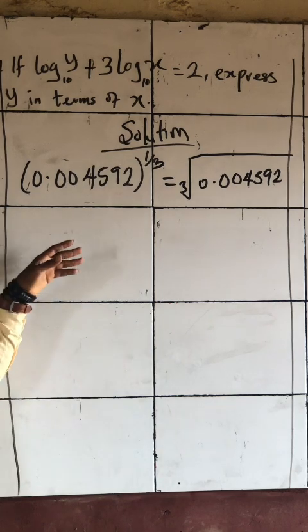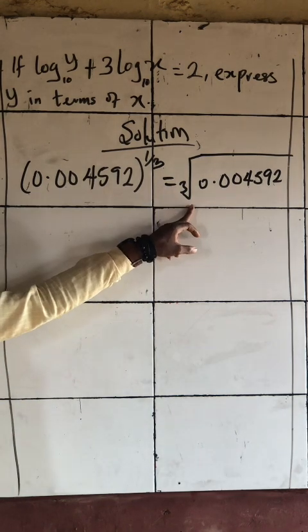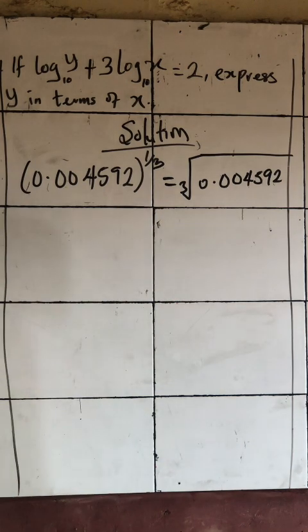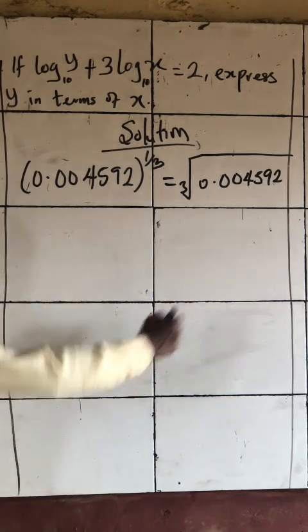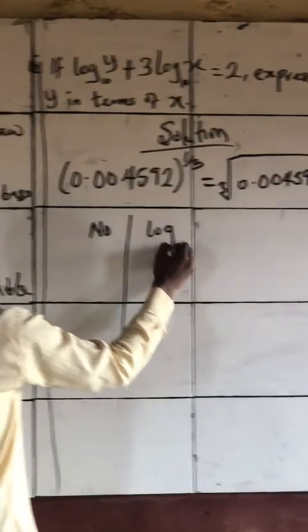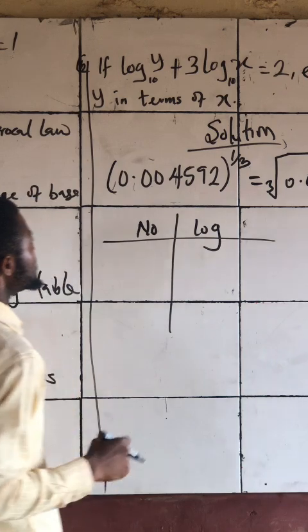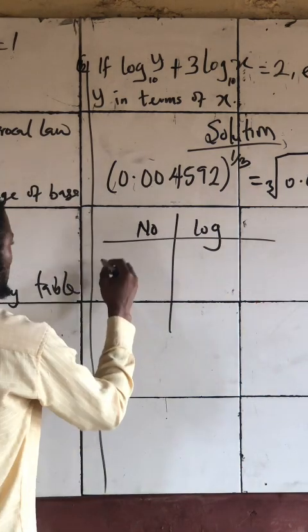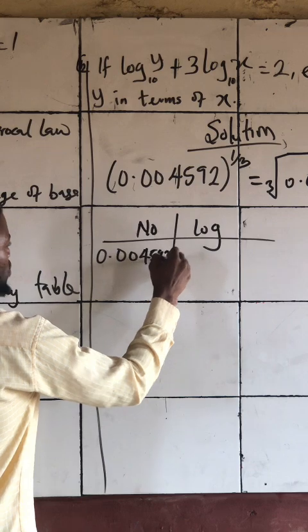So what you are going to do is change it to this format, since you remember that your root is your division. So our solution is this. We have our number and we have our log. Then the number is 0.004592.